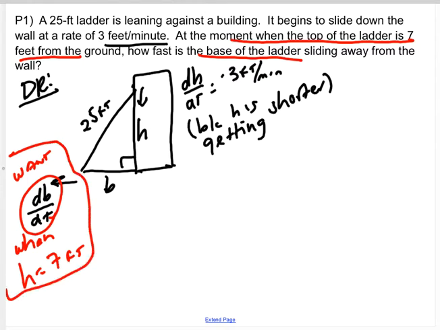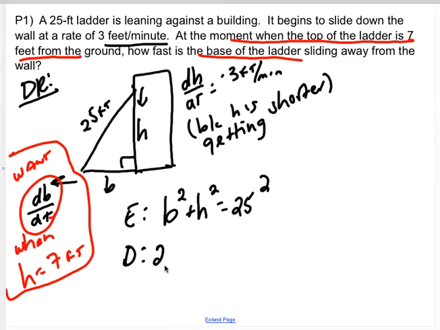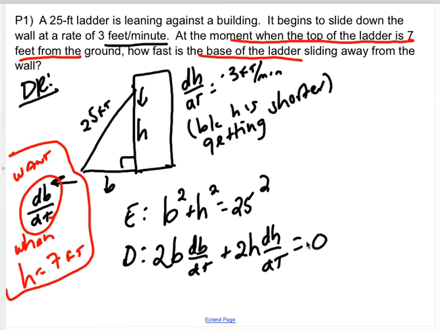So now I need to take my diagram and rates, and I need to make an equation that relates them. So again, it's going to be the Pythagorean theorem. b squared plus h squared equals 25 squared. You can find 25 squared, but there's not a huge reason because you're going to differentiate. You're going to get 2b db/dt plus 2h dh/dt equals 0 because 25 squared is a constant and it's going to differentiate to 0. Now, you know that this is what you want. So again, if you want to solve for it first, you certainly can. You could solve for this.